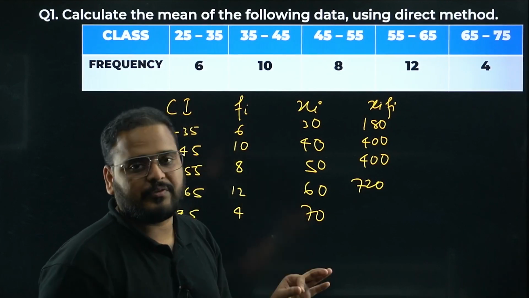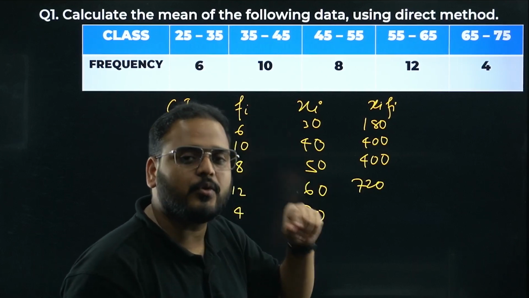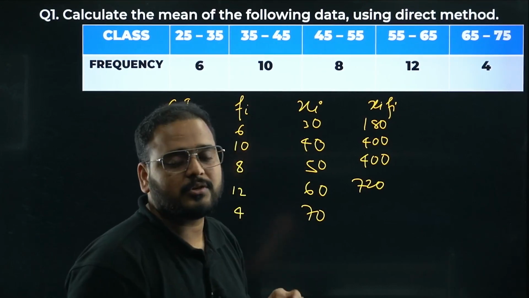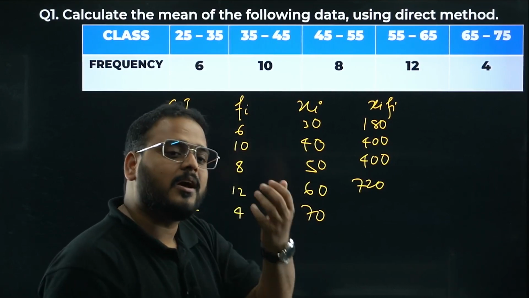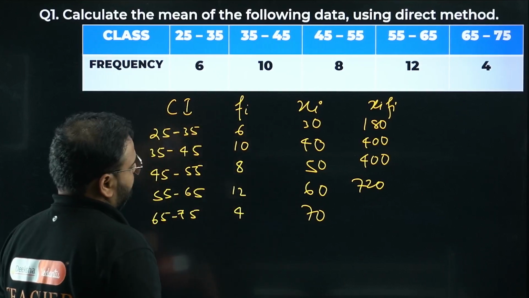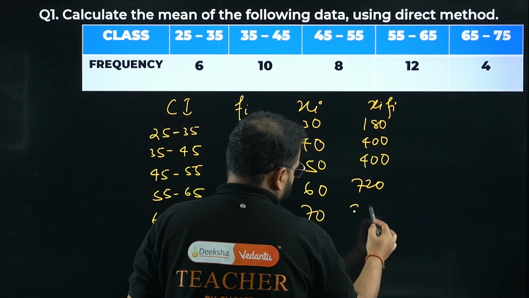Do one thing, pause the video. You have the question over here, so pause the video and go ahead and solve it, and then if you are done with it, come back and check the solution over here that I'm solving. 4 sevens are 28.